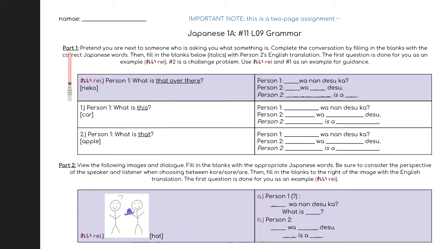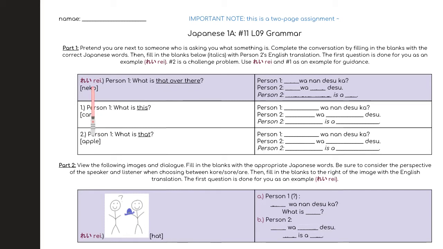Part 1. Pretend you are next to someone who is asking you what something is. Complete the conversation by filling in the blanks with the correct Japanese words. Then fill in the blanks below with person 2's English translation. The first question is done for you as an example. Number 2 is a challenge problem, so use re, and number 1 is an example for guidance.